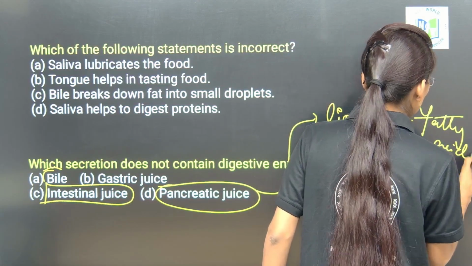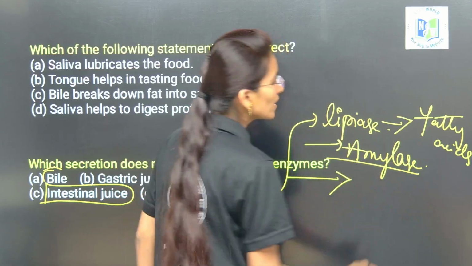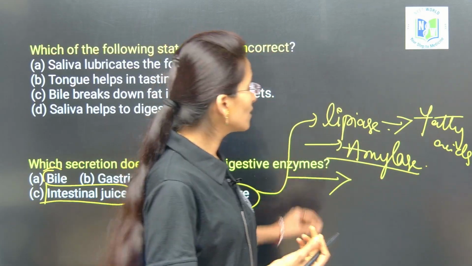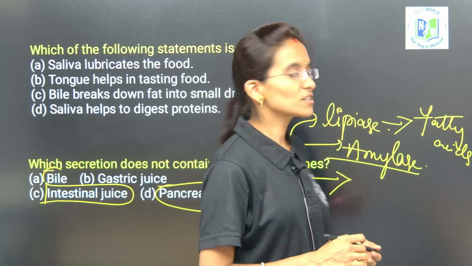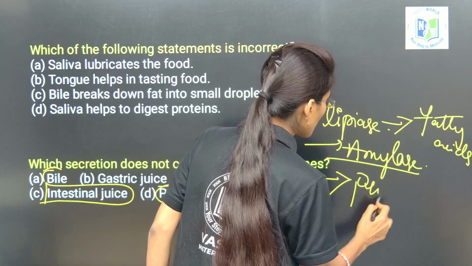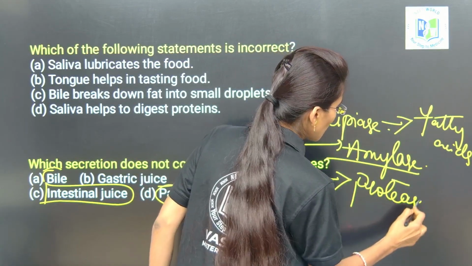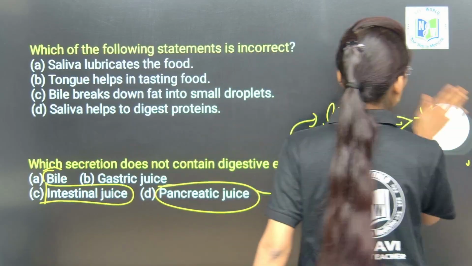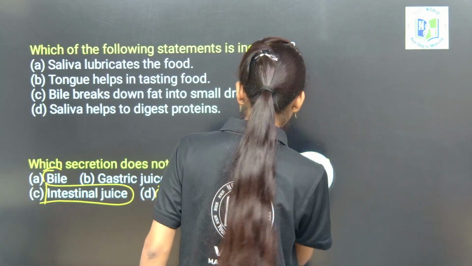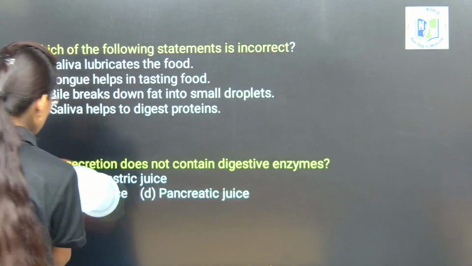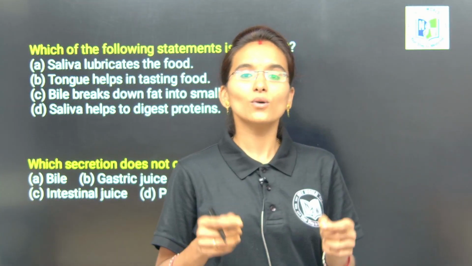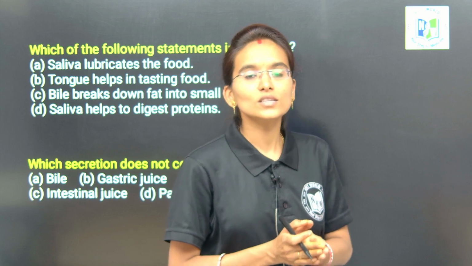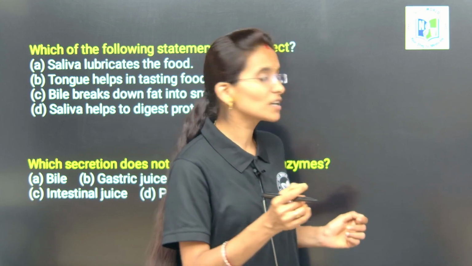Okay, and next one, yes, amylase is going to be helpful in converting the carbohydrates into the simple sugars, my dear students. And the next one, proteases. Proteases is helpful in converting the proteins into the simple substances called amino acids. So these enzymatic actions you all need to remember, my dear students. This is most important.